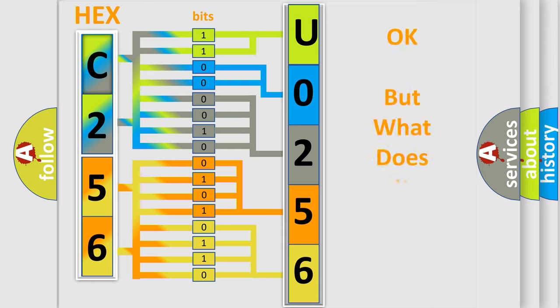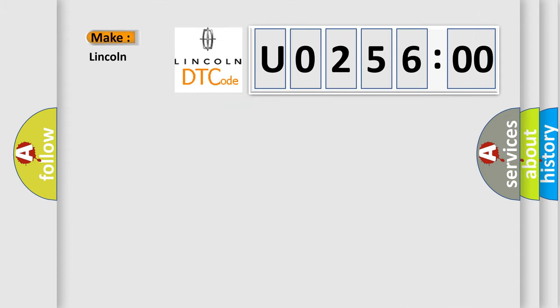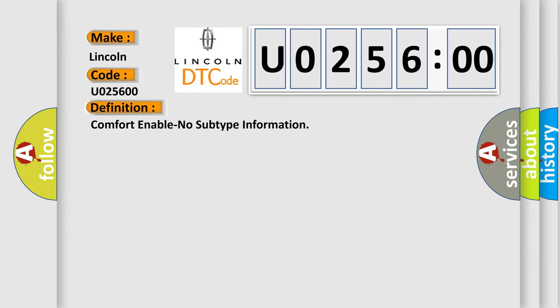The number itself does not make sense to us if we cannot assign information to what it actually expresses. So, what does the diagnostic trouble code U0256-00 interpret specifically for Lincoln car manufacturers? The basic definition is: comfort enable, no subtype information.